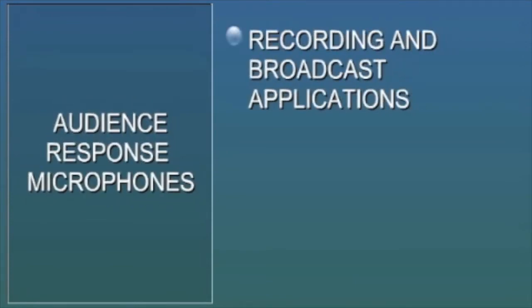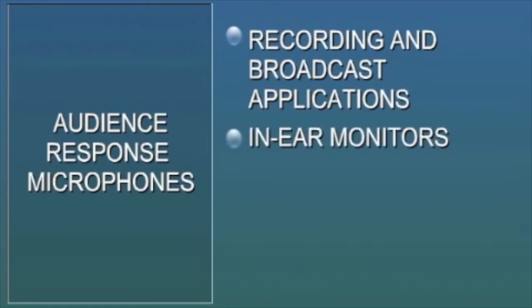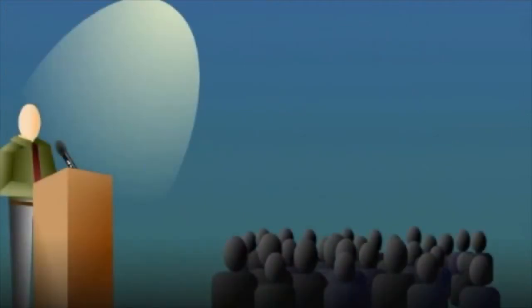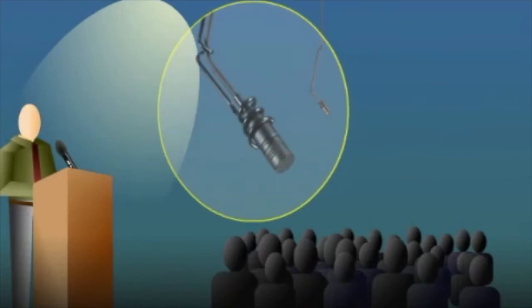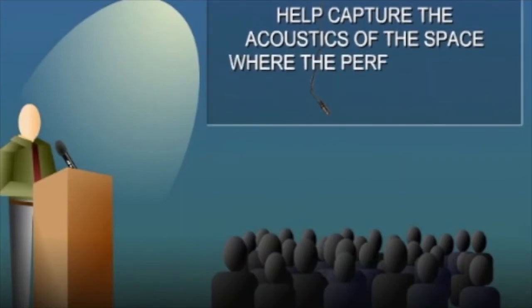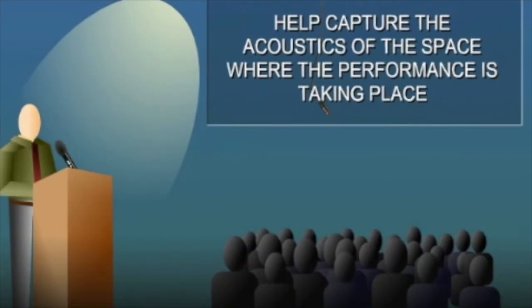Audience response microphones are used in recording and broadcast applications as well as for in-ear monitors. Their purpose is to give an impression of the audience reaction and participation. They are typically hung from the ceiling above the audience, but can be stand-mounted and placed on stage facing the audience. Audience response microphones are also used to help capture the acoustics of the space where the performance is taking place.